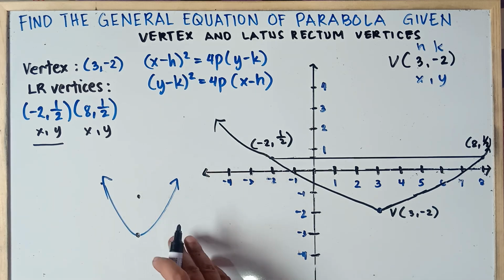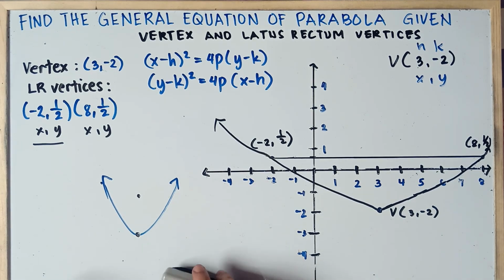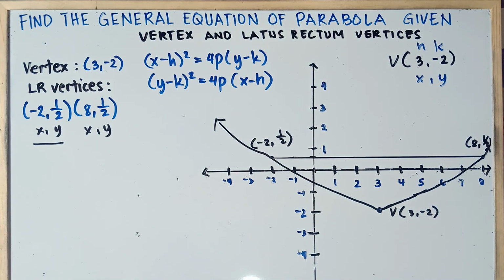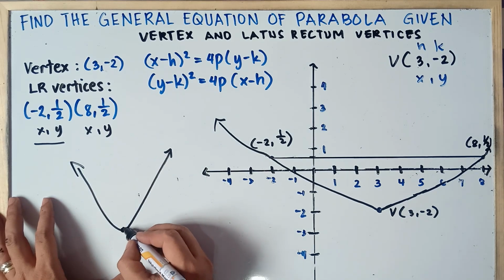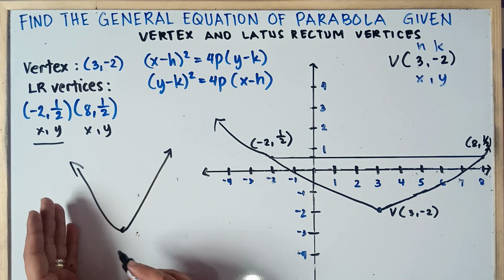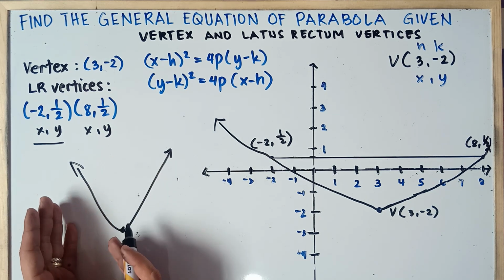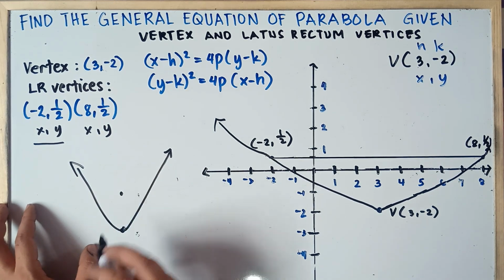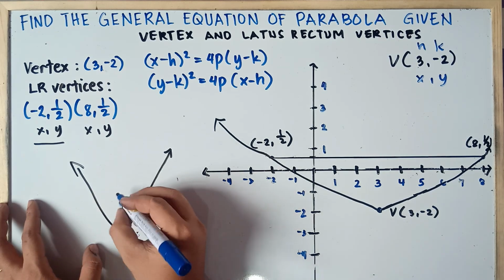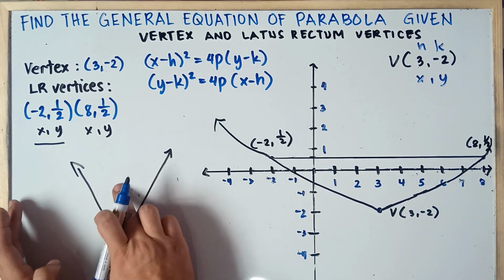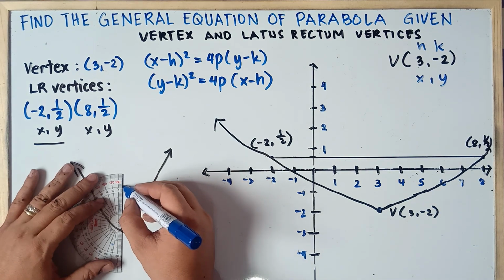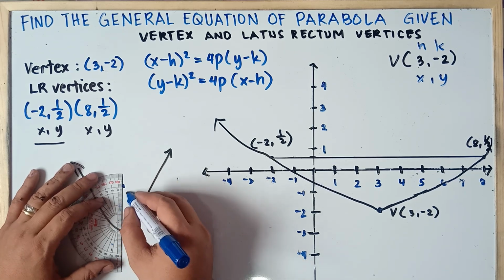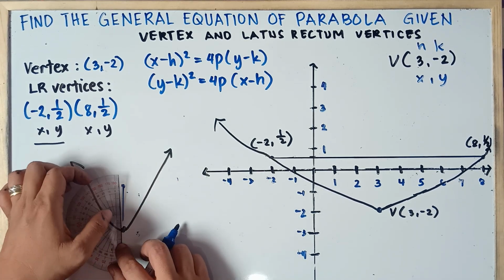Once again, class, if you have this kind of parabola, let me explain this one so you won't be confused. Of course, you know that your vertex is here. Now your focus, class, is always aligned to the vertex. If this is your focus inside the parabola, it is always aligned to the vertex.